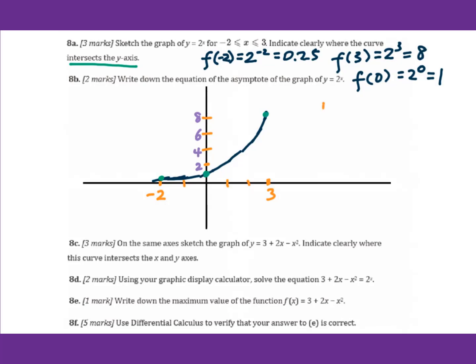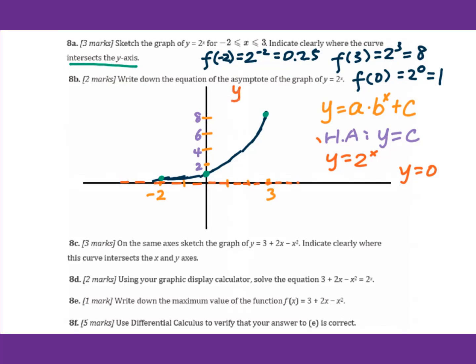For an exponential function, we have y equals a times b to the x power plus c. Then the asymptote line, this is a horizontal asymptote line, will be y equals c. Therefore, for this, y equals 2 to the x power, c will be 0, so y equals 0. This will be the asymptote line. So we write down y equals 0 for 8b.